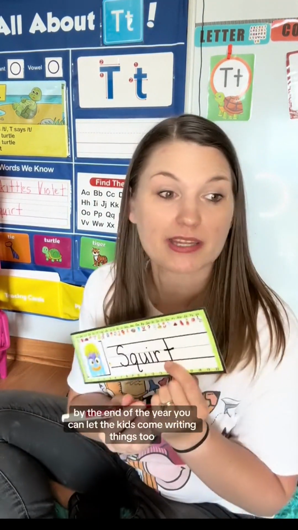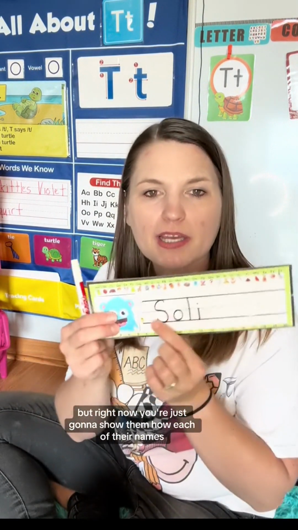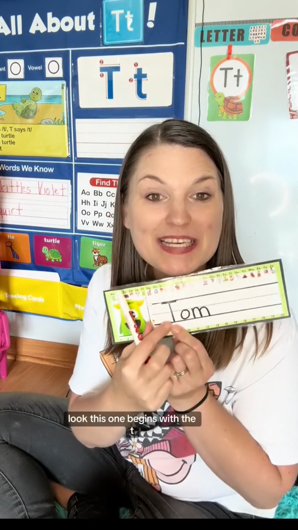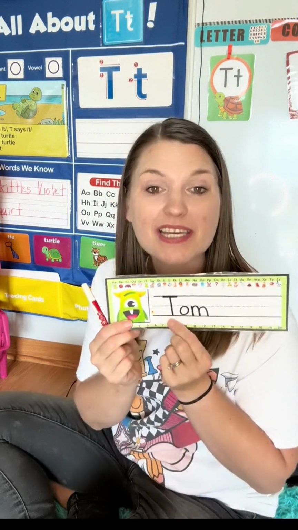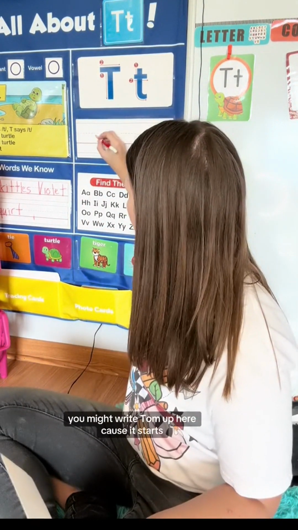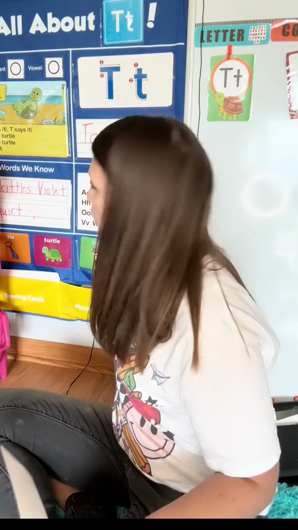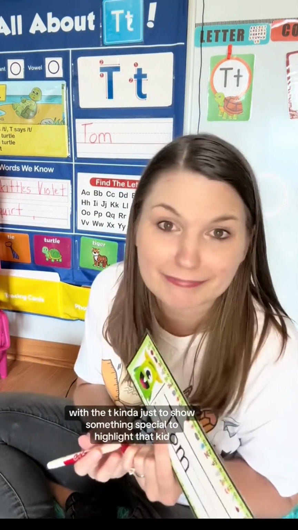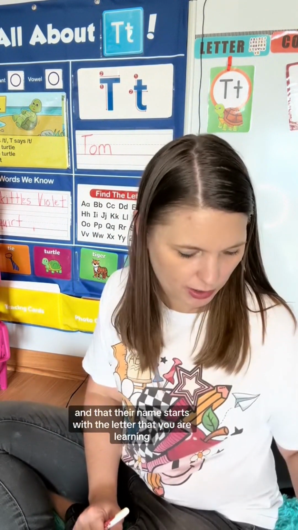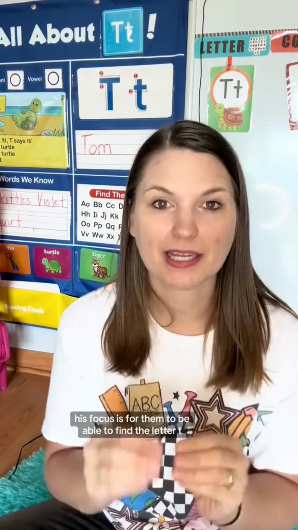By the end of the year, you can let the kids come write things too, but right now you're just gonna show them how we look for each of their names and find the letter. Look, this one begins with the T. Tom. You might wanna do something special for that. You might write Tom up here because it starts with the T, just to highlight that kid and that their name starts with the letter that you are learning. Today's focus is for them to be able to find the letter T.